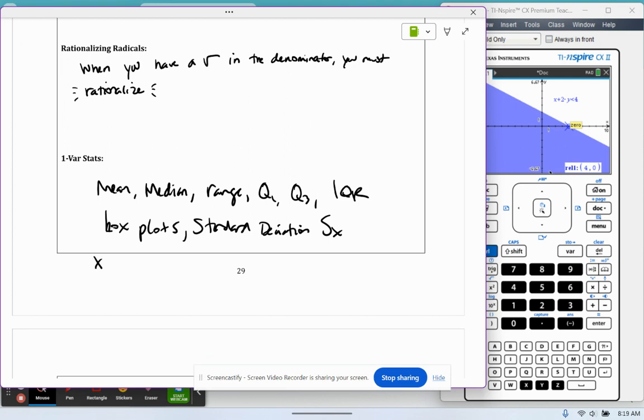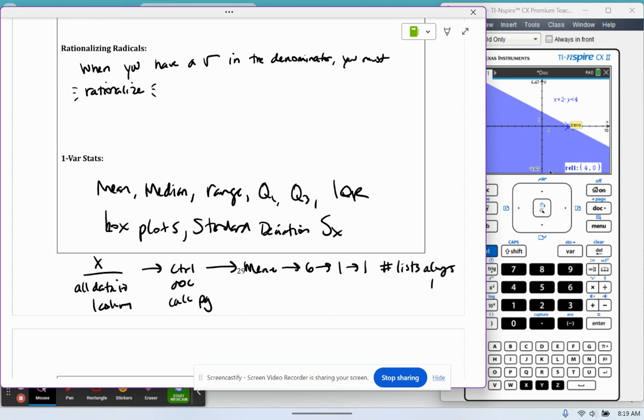You type in X, all your data in one column. You hit Control Doc on a calculator page. You do menu 6, 1, 1. Number of lists is always 1. X bar is the mean. IQR is on your reference sheet. Outliers are on your reference sheet. Okay.